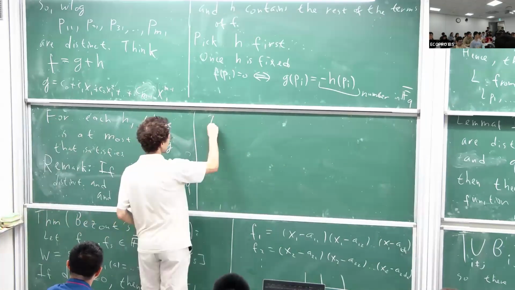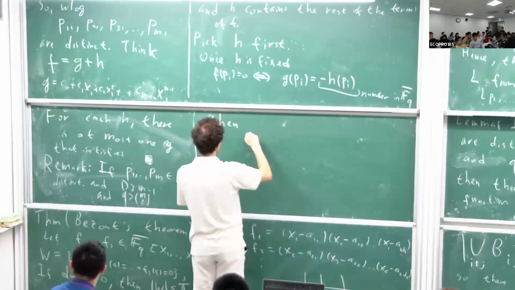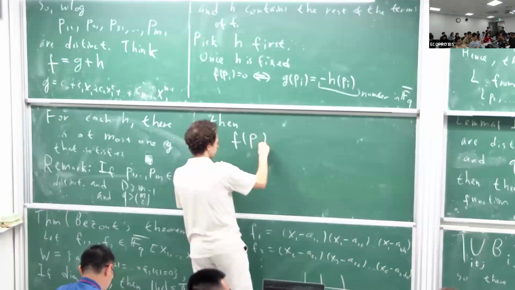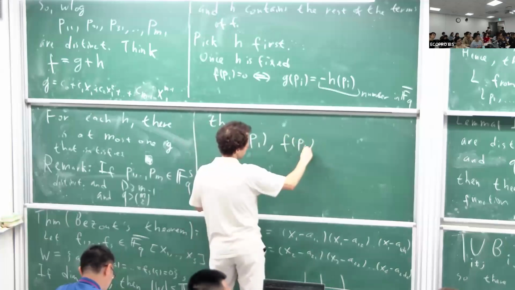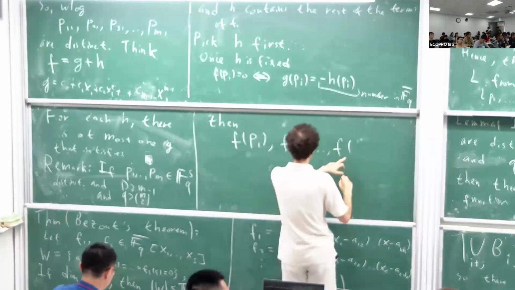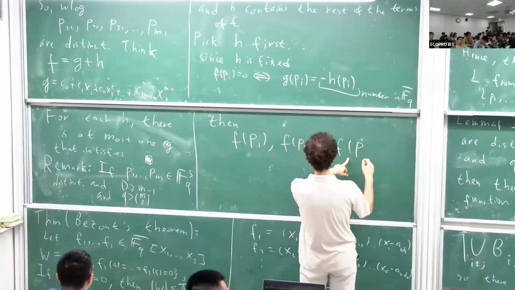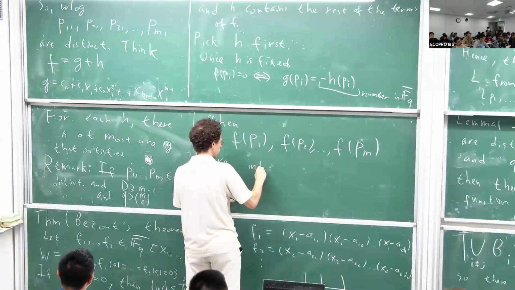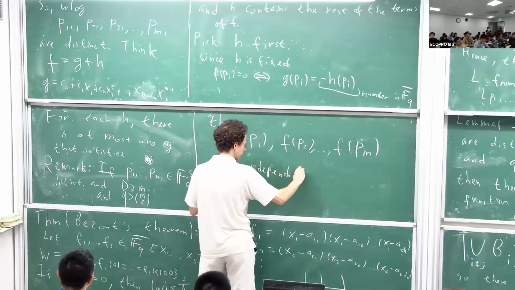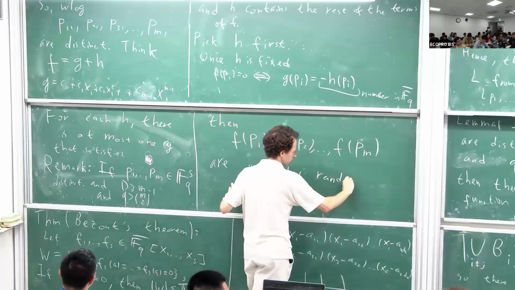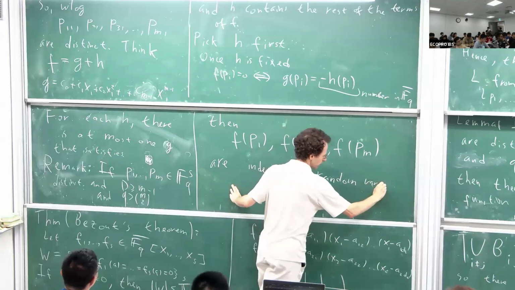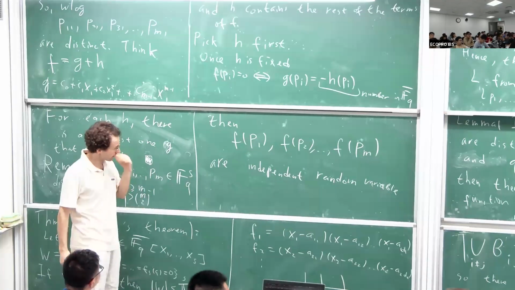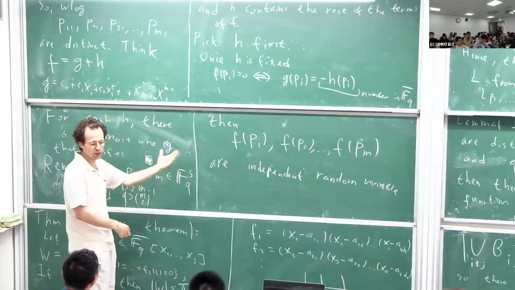And then the F(E_1), ..., F(E_m) are independent random variables. Each of them is a random variable: if F is a random polynomial, it's a random value taken in F_q, and we have m of them, and this proof shows that they are actually independent random.